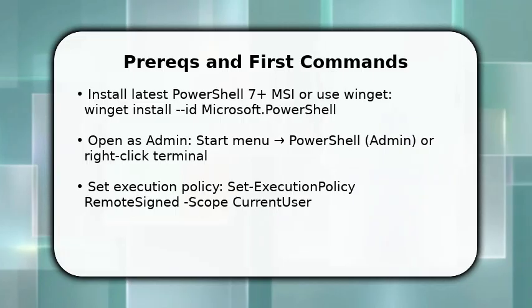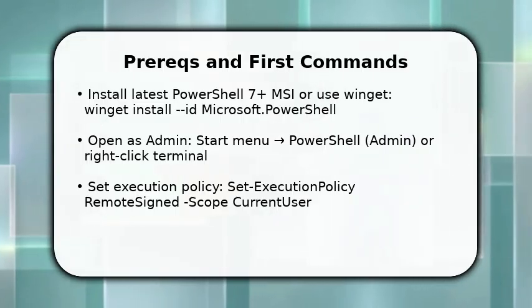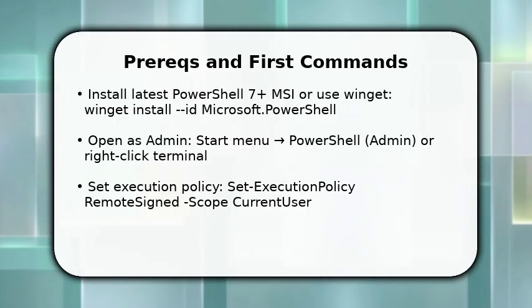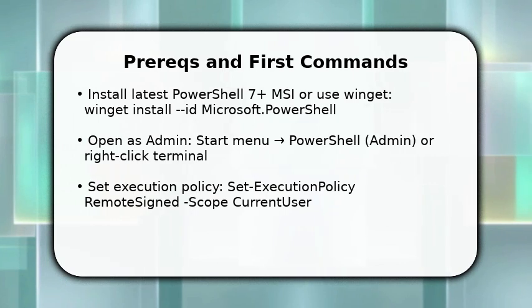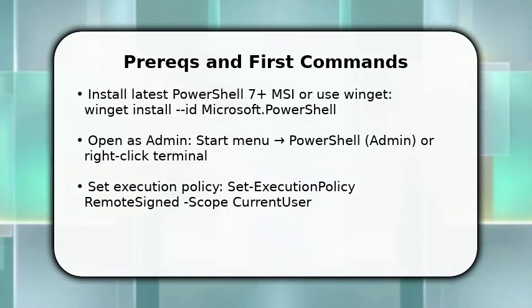Now confirm the version with $PSVersionTable and list available modules with Get-Module -ListAvailable. These initial steps let you run, load, and test commands safely before building automation.